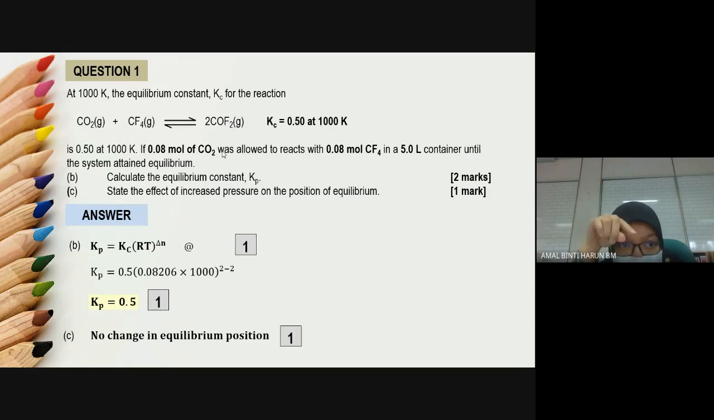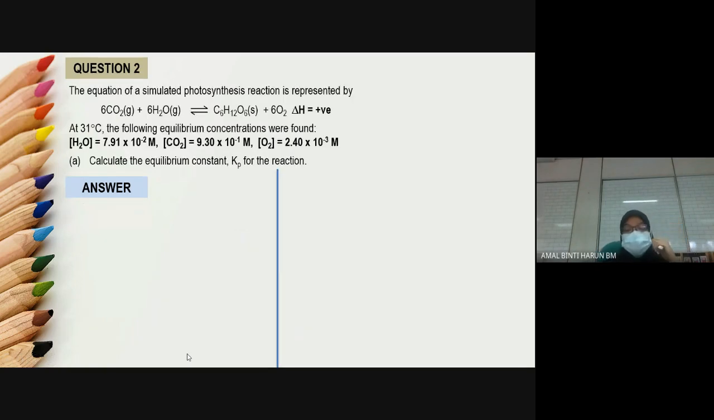So at the left side we have 2 moles. So ni kita tahu 2 moles, 1 mole CO2, 1 mole CF4, 2 moles. Right side it has 2 moles. That means both sides are 2 moles. So tak pergi ke mana-mana lah. There's no change in the equilibrium position, since the number of moles on both sides will be the same.